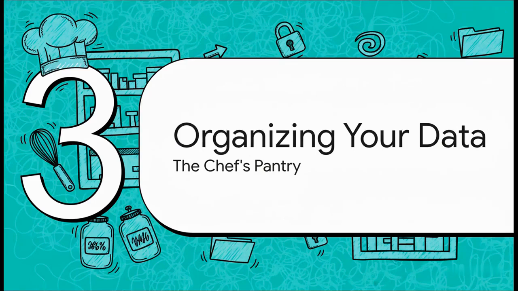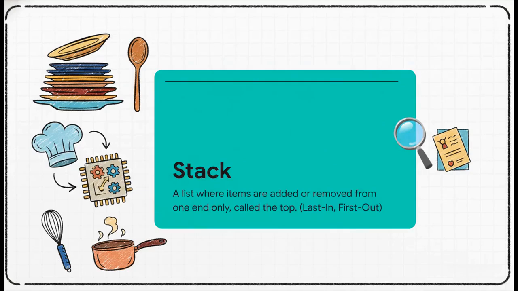All right, so we have our recipe steps. But a chaotic kitchen is a slow kitchen. A great chef needs to be organized. The same is true for a CPU. It needs a system to manage all the data it's working with. One of the most important organizational tools is the stack.